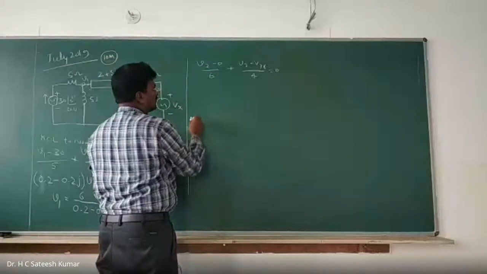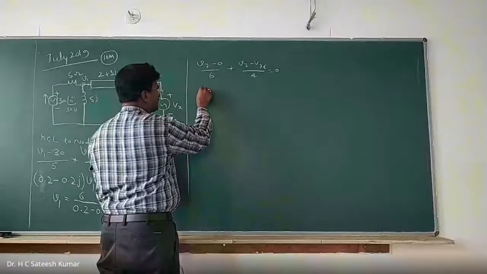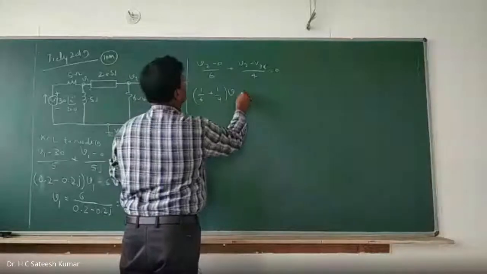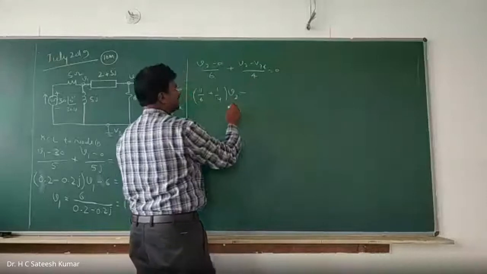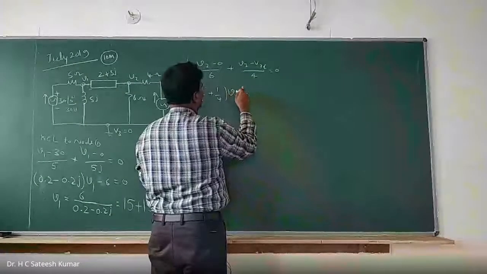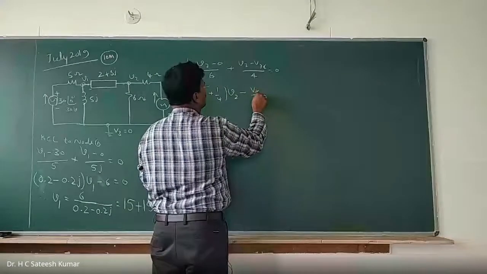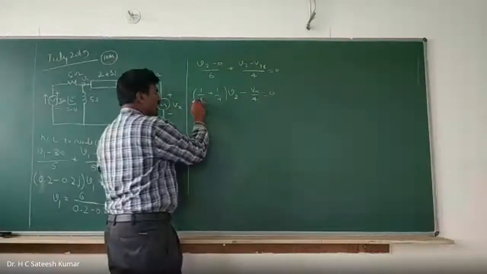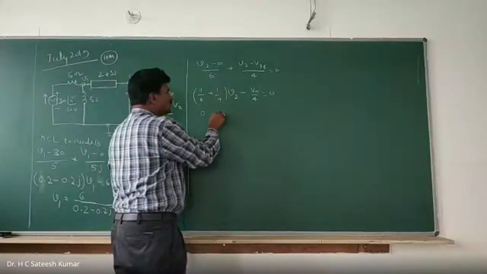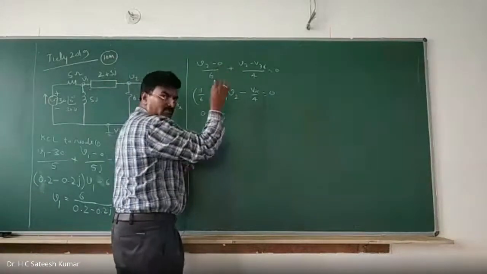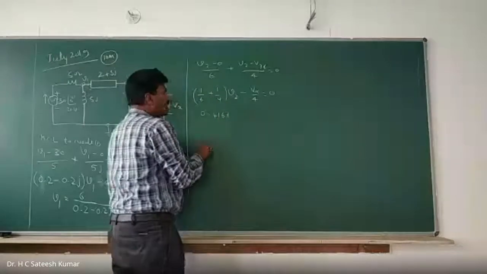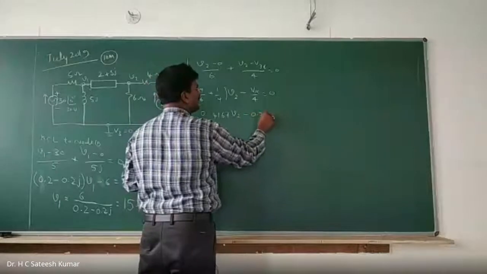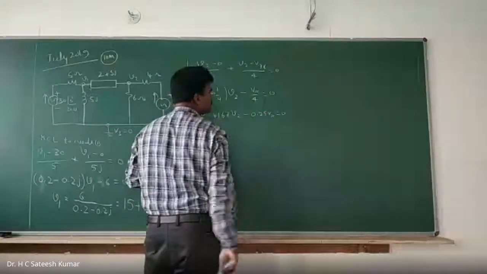Right. So now what is that? 1 by 6 plus 1 by 6 plus 1 by 4 V2 minus Vx by 4 is equal to 0. What is this one, madam? After adding, 0.4167. So 0.4167 V2 minus 0.25 Vx is equal to 0.